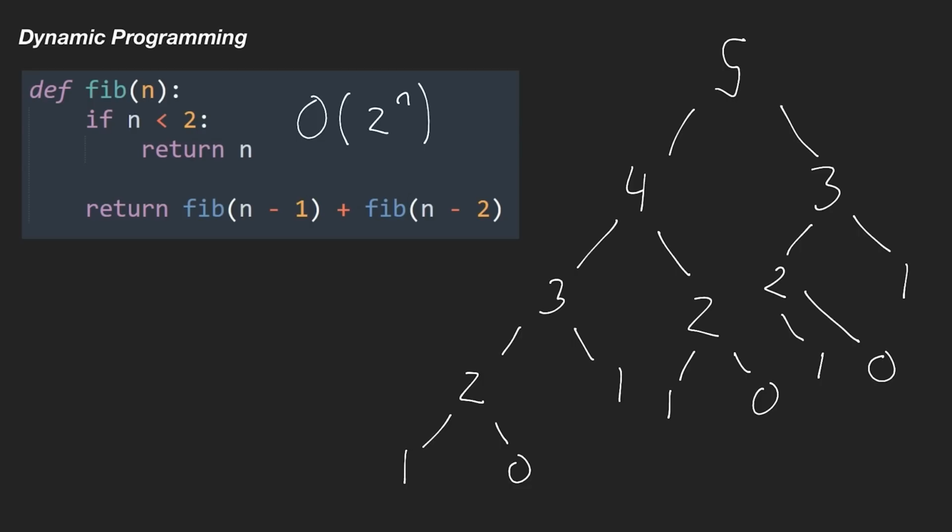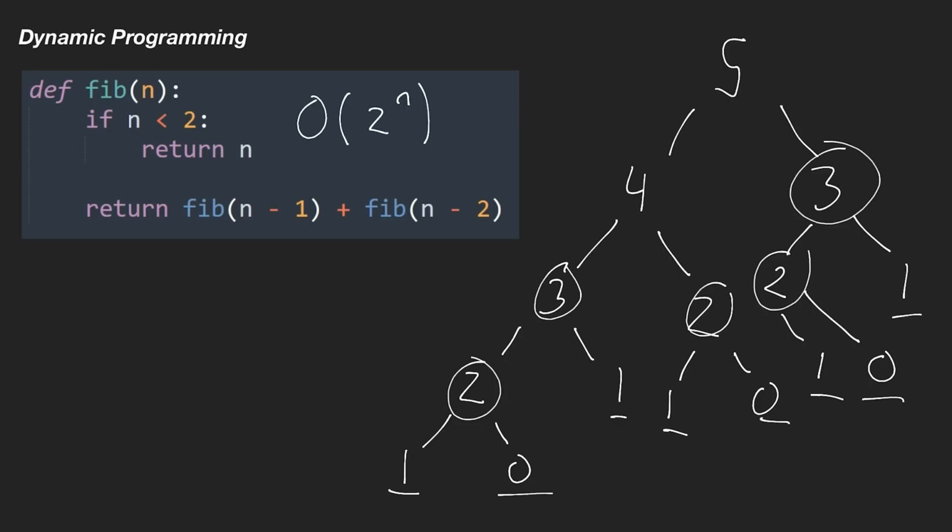This tree is growing exponentially, and if I actually go in here, you can see that there's a ton of repeated values that I'm calculating. I'm calculating 1 a ton of different times, 0 a bunch of different times, 2 multiple times as well, and 3 multiple times. This is leading to a very poor time complexity of big O of 2 to the exponent n, because I'm doing a bunch of repeated calculations that I've already done.